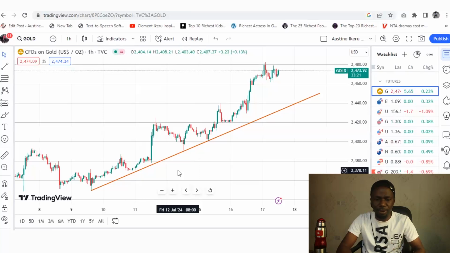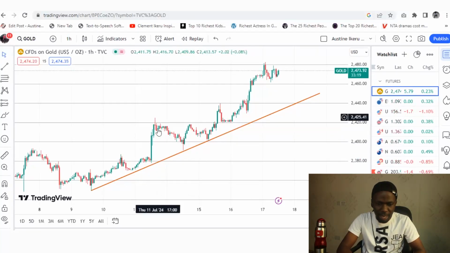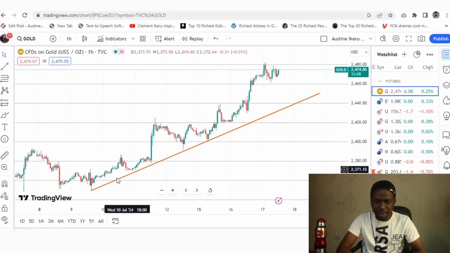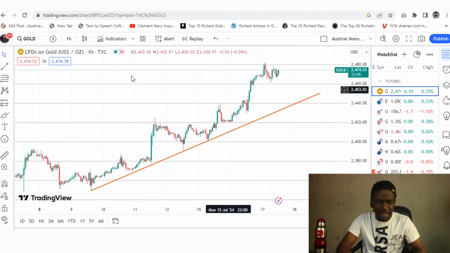So for the fact that we are looking to buy, we should be looking to buy from where? We should be looking to buy from the support level because the market is in an uptrend. So in an uptrend, the market always makes higher high and higher low, right? So this is the higher high, this is the higher low. Then we have another higher high here, and this higher low, another higher high, then we have another low. So this confirms that the market is clearly in an uptrend.